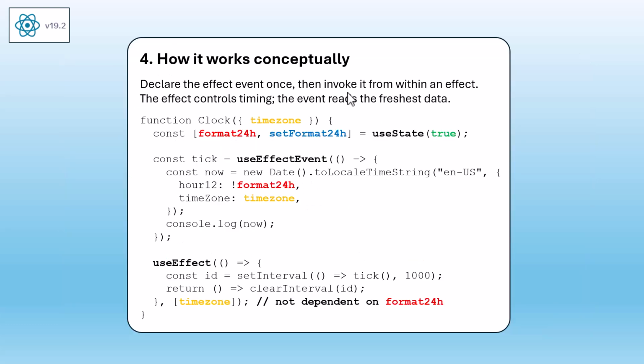4. How it works conceptually. You declare an effect event at the top level of your component. Think of it as defining a function whose body can access the current props and state when it's invoked. Then you use that function inside an effect. The effect responds to what you want it to respond to, for example, some prop changing, and inside the effect you call your effect event to do the internal logic that may need the latest state or props, but should not trigger the effect itself to rerun when the latest state changes.